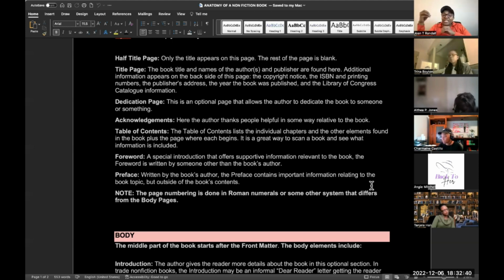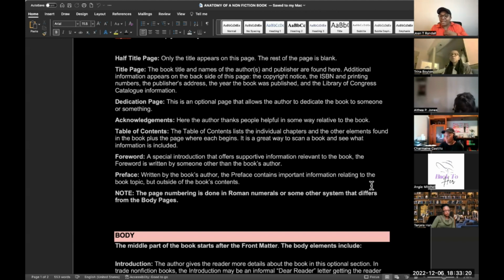Preface. This is written by the book's author, right? But this contains information about the book topic, but outside of the book contents. For example, my second book that's coming out, No More Bags, is the sequel to Bags in the Attic. So what I'm doing in this is having a preface, because I want to share something important that will not be in the book, but it allows the person reading the book to get an understanding of the before they read the book.